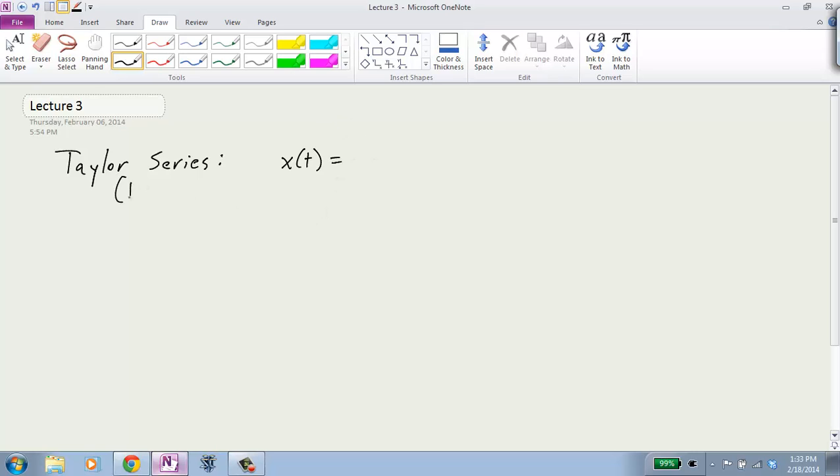So expand around some point t naught, and it'll be x of t naught plus the derivative of x at t naught times t minus t naught, plus a second derivative term times a quadratic function, and so forth. And if you expand this out infinitely for many functions, that's an exact representation of your signal. Okay? And of course, we can verify that all the derivatives work because we know how to take derivatives of polynomials, and we'll see that the derivatives on the left side match the derivatives on the right side.